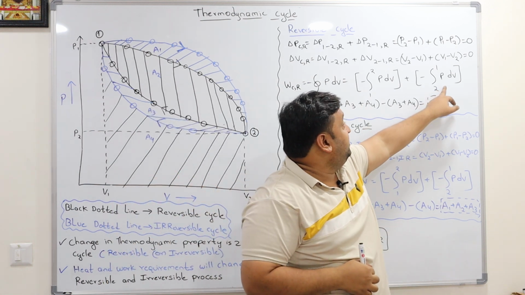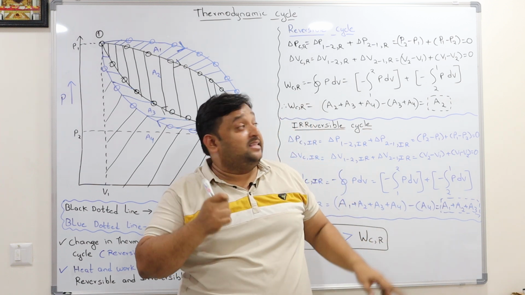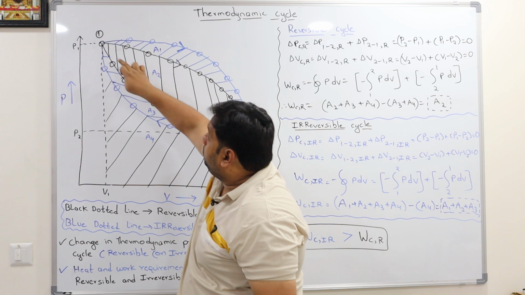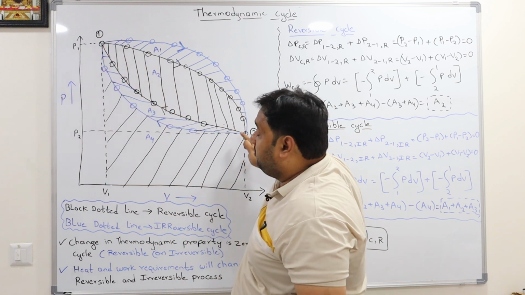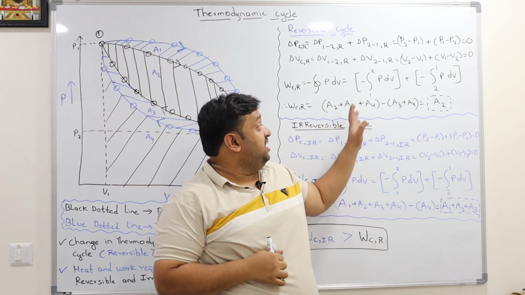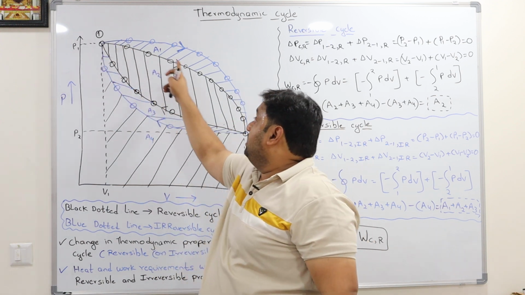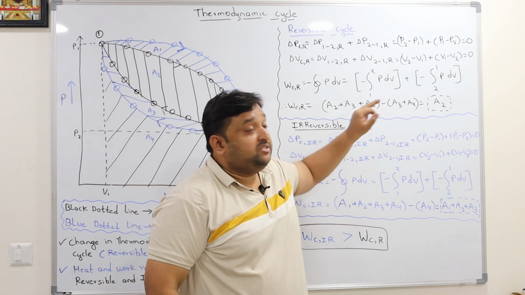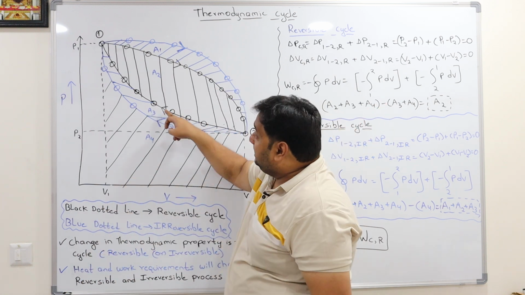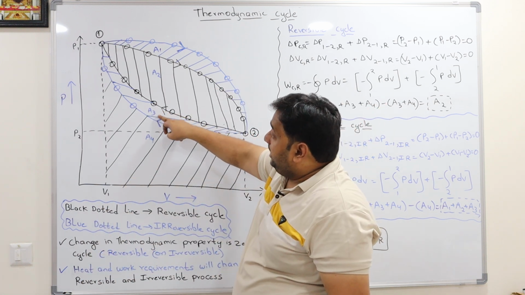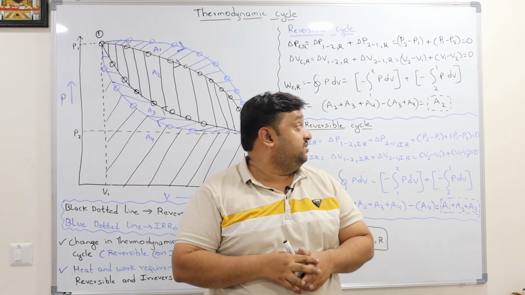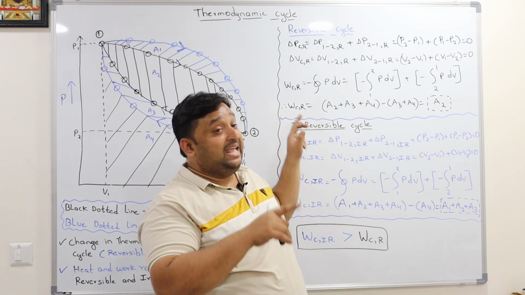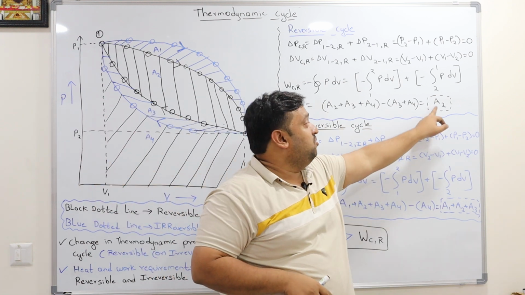What is the area under the curve when taking the system from 2 to 1, this black curve? I told you that if you take the first as positive, you should take this as negative. That is where the negative symbol has come. The area under this black curve is A3 plus A4, and the net work in this total cycle is only A2.